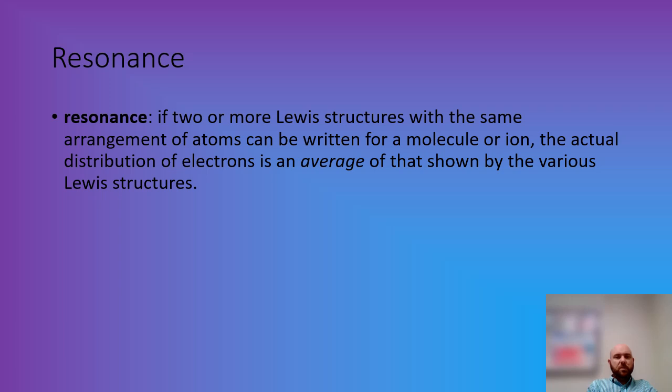One of the last things I want to mention about Lewis structures is an idea called resonance. Resonance is something that we see when 2 or more Lewis structures with the same arrangement of atoms can be written for a molecule or an ion. Then the actual distribution of those electrons is an average shown by the various Lewis structures. This is best displayed by a visual demonstration, which you will find on the next slide.